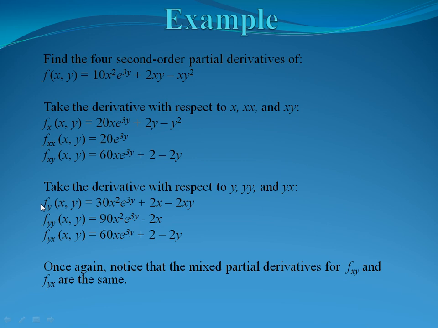Now, if we want to take the mixed partial, f sub yx, we go to f sub y and say, okay, now x is our variable. So here, since x is our variable, the derivative of x squared, the 2 comes down, giving us 60x to the 1 times e to the 3y. The derivative of 2x is just 2, and for the derivative of 2xy, the 2y is a constant. If you have a constant times x, the derivative is just that constant.